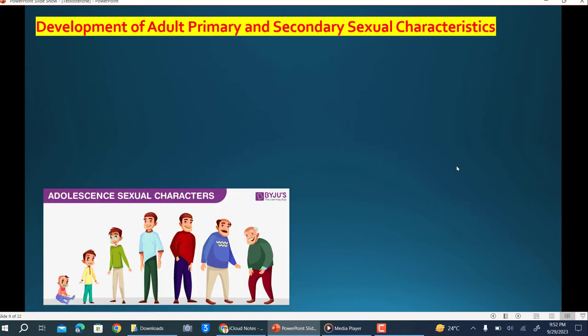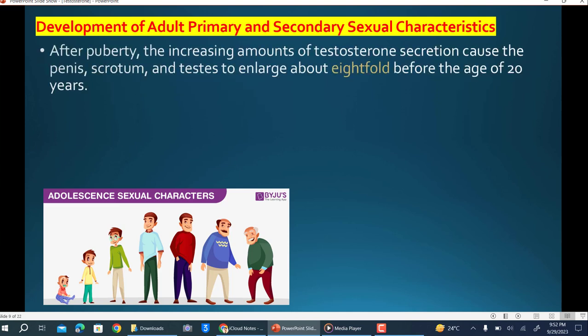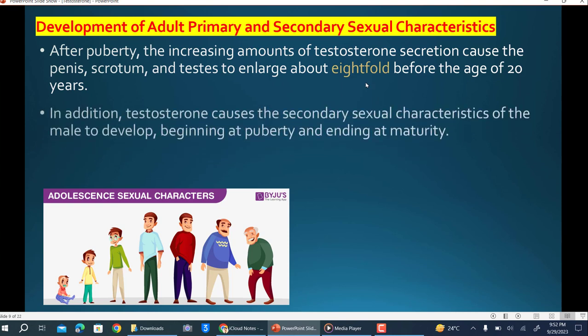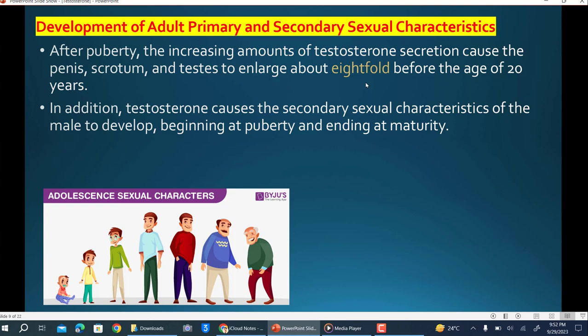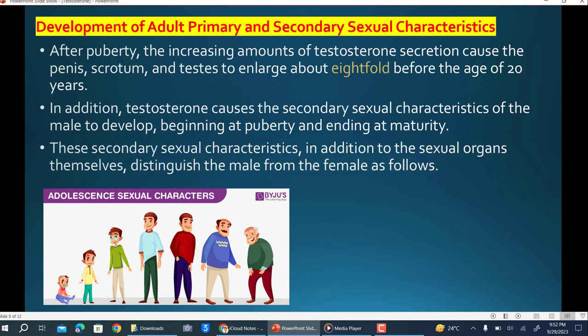Development of primary and secondary sexual characters. After puberty, the increased amount of testosterone secretion causes the penis, scrotum, and testes to enlarge about 8-fold before the age of 20 years. In addition, testosterone causes the secondary sexual characteristics of the male to develop, beginning at puberty and ending at maturity. The secondary sexual characteristics, in addition to the sexual organs themselves, distinguish the male from the female as follows.